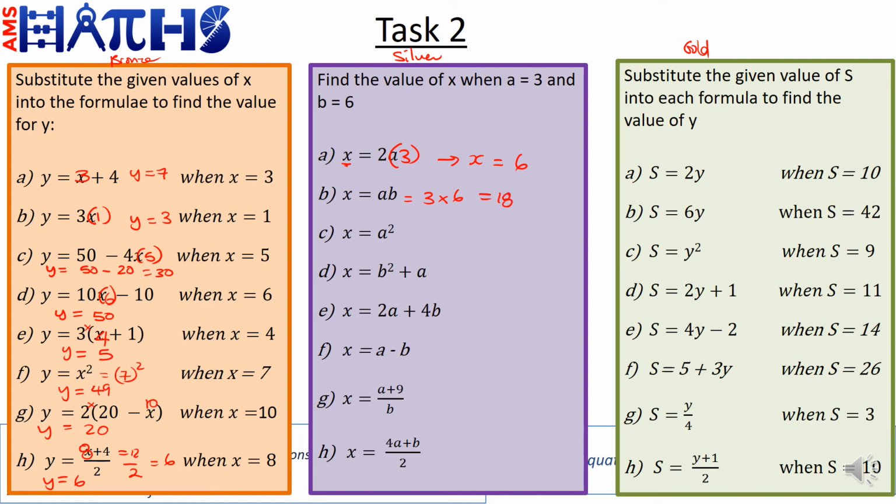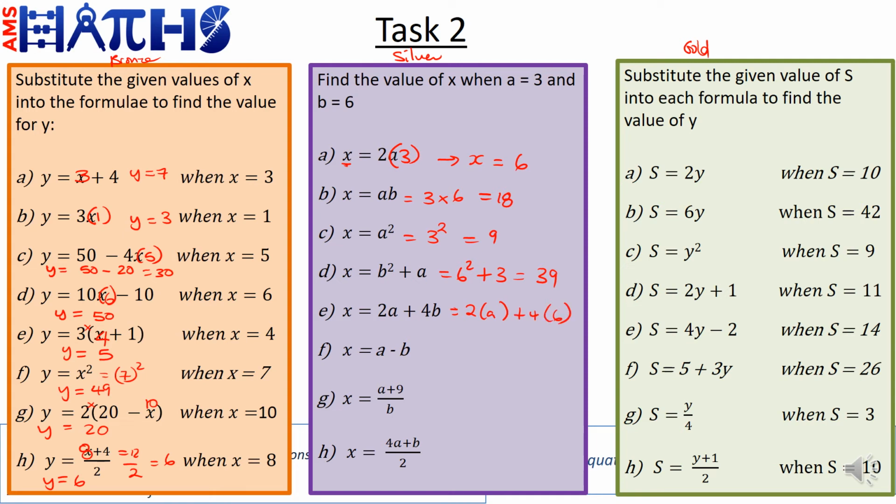Then it says x equals a squared, so we're replacing a with 3 and we need to square that, so we get x is equal to 9. Here we have x is equal to b squared plus a, so we're going to replace b with 6 and we need to square that and add a, which is 3. 6 times 6 is 36, and then 36 plus 3 is equal to 39. So x is 39. For e, we're replacing a with 3 again and b with 6.